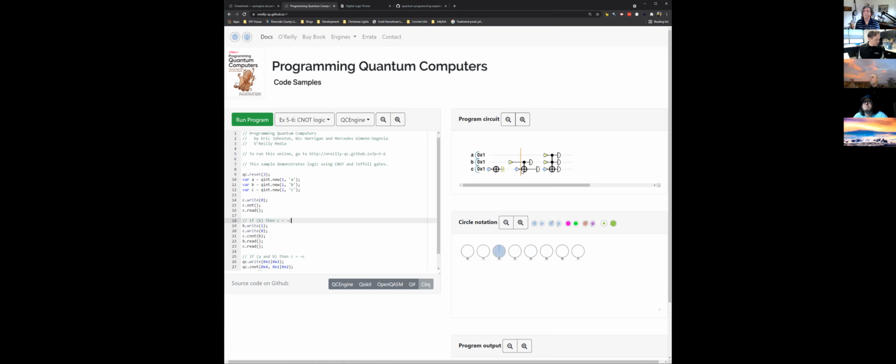The one for the B context, what he's doing is saying, if B is 1, then you're going to NOT C. And again, that's exactly what he's got here. So we see B is 1, C is 0, and C is going to flip based on B.